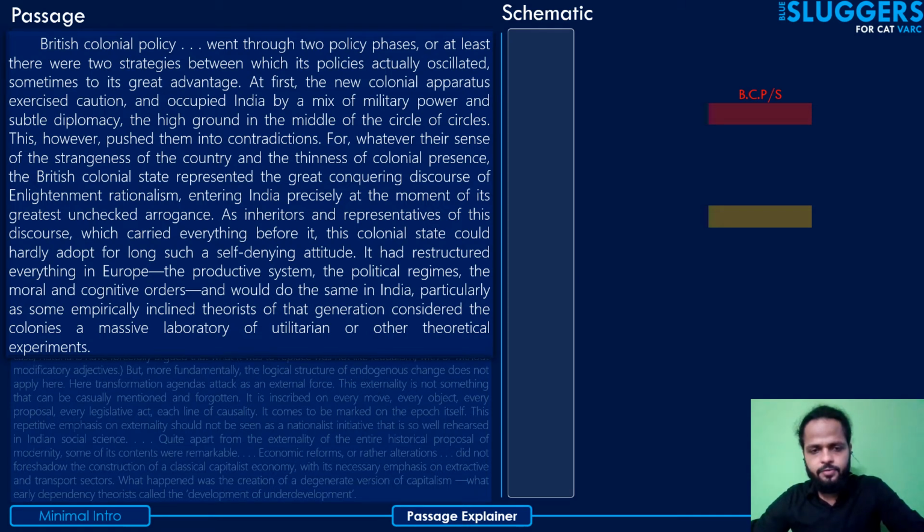Okay. So let's note this as your strategy one, and this as your strategy two. So the British colonial policy was mainly based on this. That's what the first sentence says. Let's come to the next part.